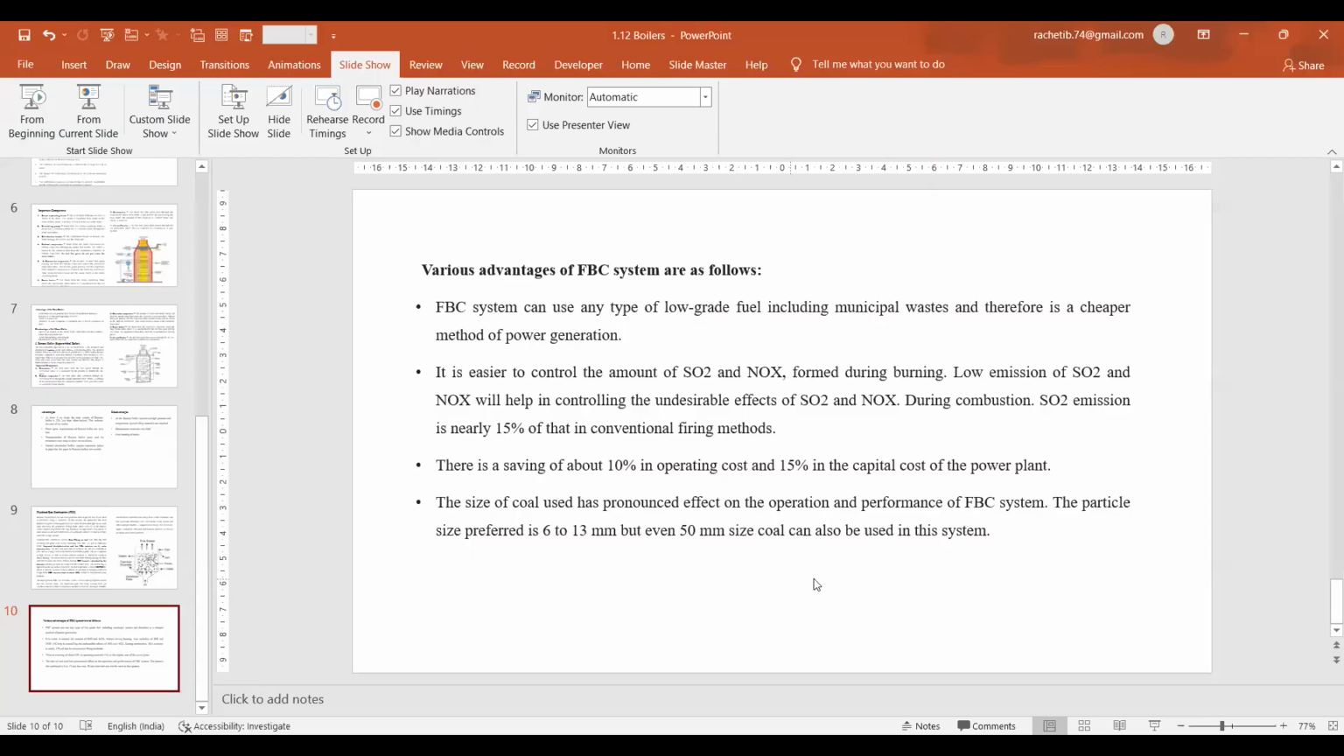Okay. So with this, the high pressure boilers and fluidized bed combustion part is over. And the first unit, part B, is almost completed. Now in the next topics, we'll study part A.